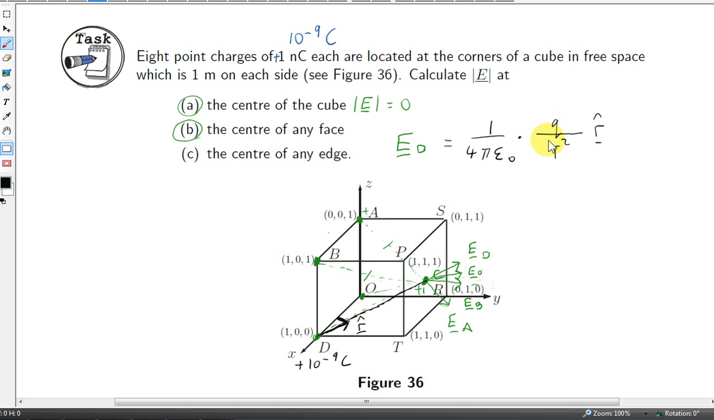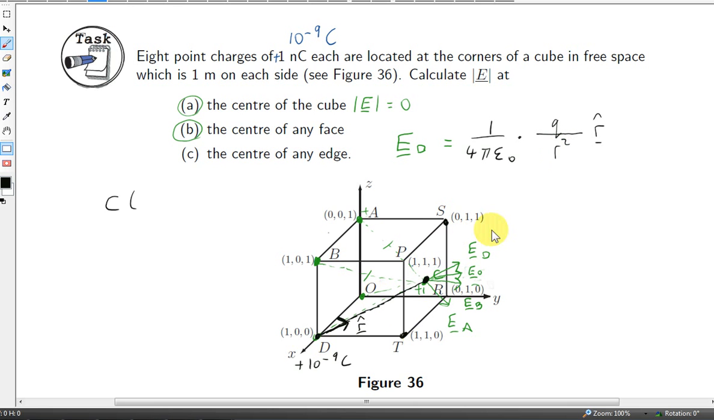So if Q is positive, then vector ED will be in the same direction as vector R. And indeed Q is positive here, so this will work out. So Q is plus 10 to the minus 9 coulombs. Now what about R? Well, if we can get the coordinates of this point, we can get the distance between this point and point D. Well, C is midway between point T and point S.